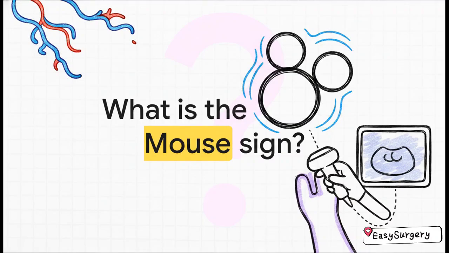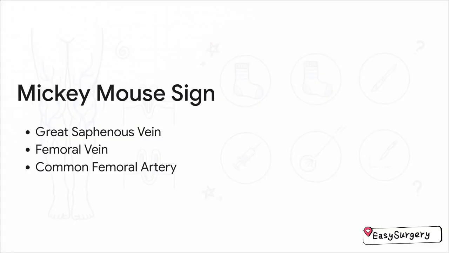Any idea what exactly they're looking at? The anatomical answer is actually pretty fascinating. So on a duplex scan, this Mickey Mouse sign is formed by 3 key structures: the great saphenous vein, the femoral vein, and the common femoral artery. When you look at them together, their cross-sections perfectly mimic the silhouette of, well, a famous cartoon mouse. It's exactly how they confirm they're in the right spot.